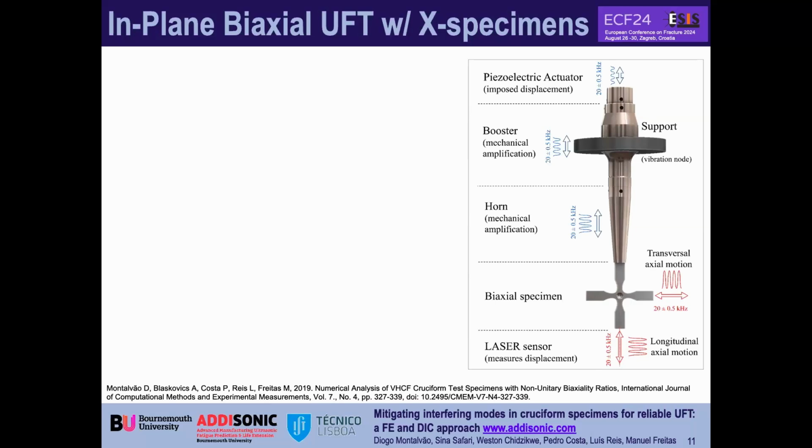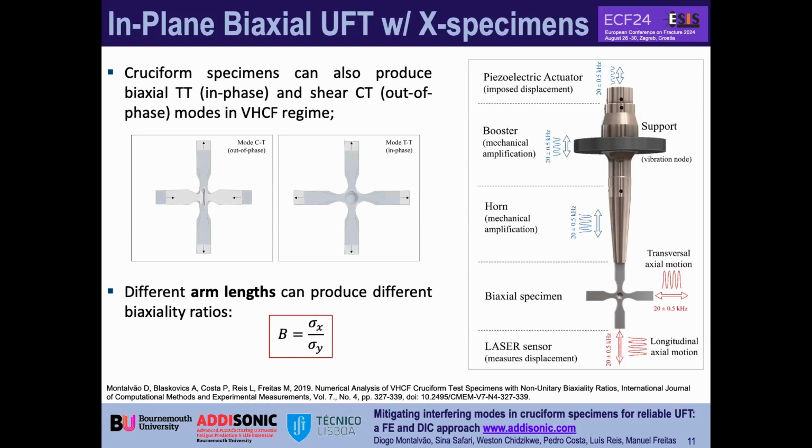We consider the piezoelectric actuator and then the booster and the horn working as mechanical amplification of the signal. And in the tip, we have the cruciform specimen, where we are going to obtain a transverse axial motion and also a longitudinal one. So we can use this type of specimen in these conditions to obtain the so-called biaxial TT.